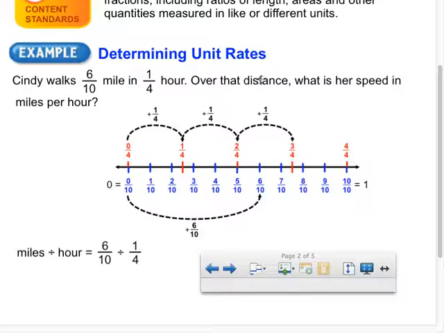Okay, so for the first example, Cindy walks 6/10 of a mile in 1/4 of an hour. Over that distance, what is her speed in miles per hour? So the way we would solve this, miles per hour, remember per is another way of saying divide, miles divided by hours. So that's a big clue on what we're doing. Can you go ahead and perform this operation? 6/10 of a mile divided by 1/4 of an hour.